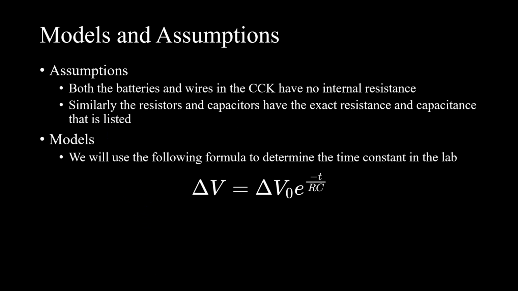So in the CCK, you assume that both the batteries and wires have no internal resistance, and similarly, the resistors and capacitors have the exact resistance and capacitance that is listed. In this lab, we also use the model delta V equals delta V naught times e raised to the negative t over RC in order to determine the time constant.